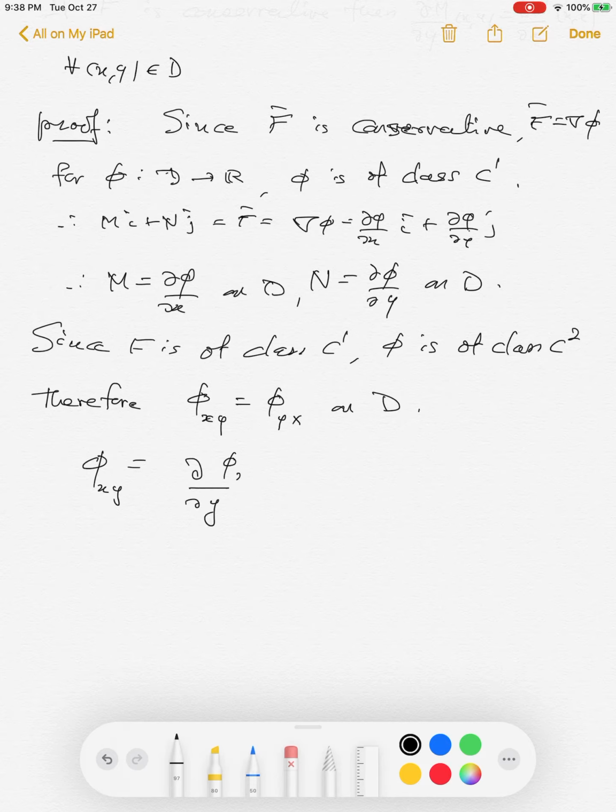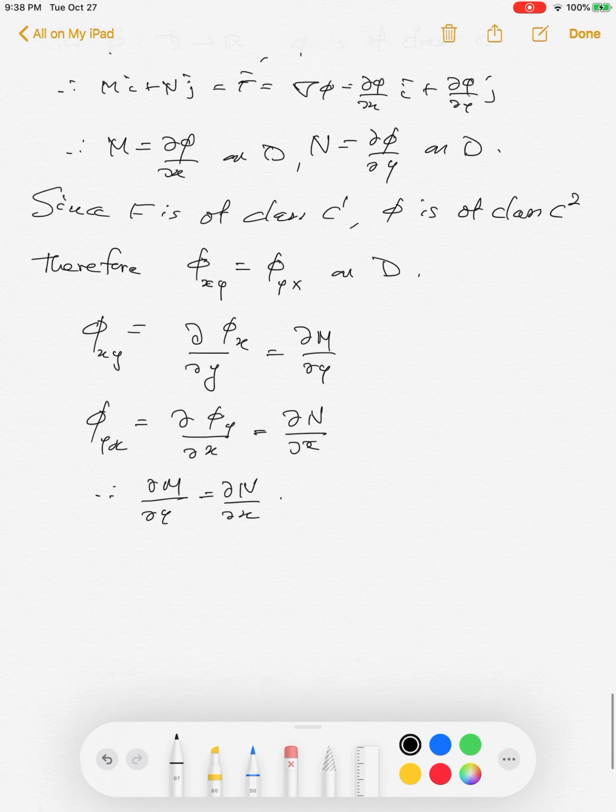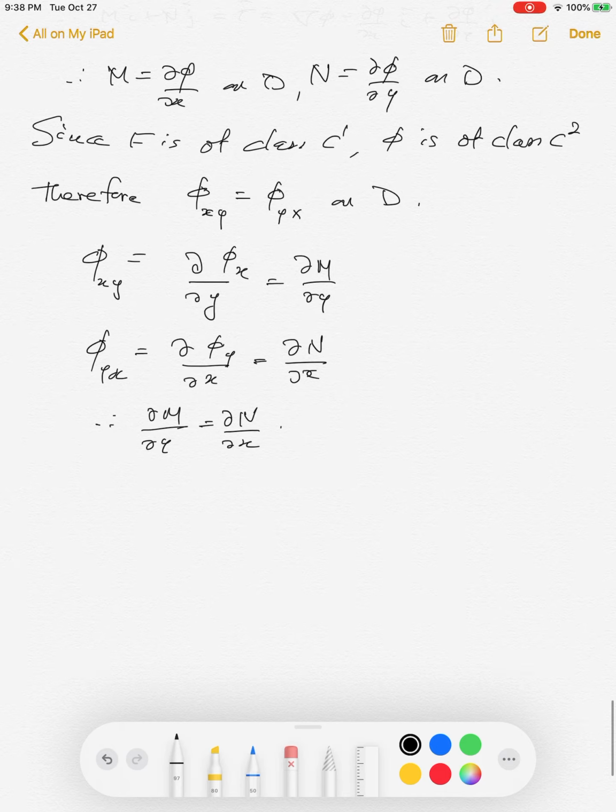But what is phi_xy? It means you differentiate phi_x with respect to y, but this is dM/dy. And what is phi_yx? You differentiate phi_y with respect to x, but this is dN/dx. Therefore, dM/dy equals dN/dx. So this is an important necessary condition for vector fields of class C1 to be conservative.